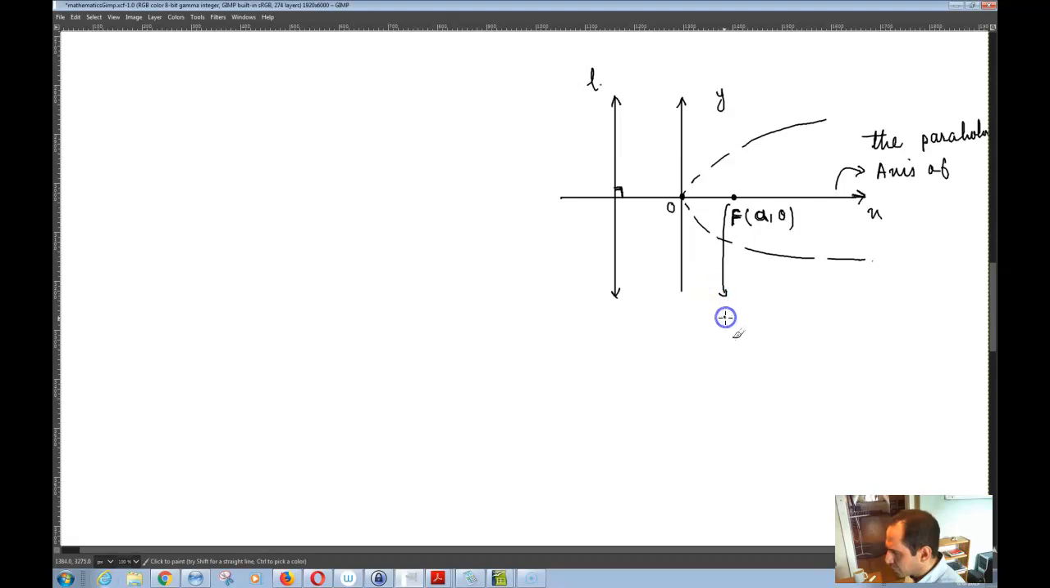This point over here is called the focus of the parabola. This line over here is called the directrix of the parabola, and this point over here is called the vertex of the parabola. And this conic section over here is the parabola itself.